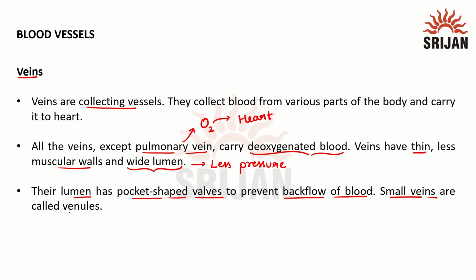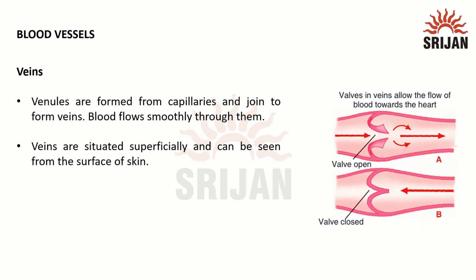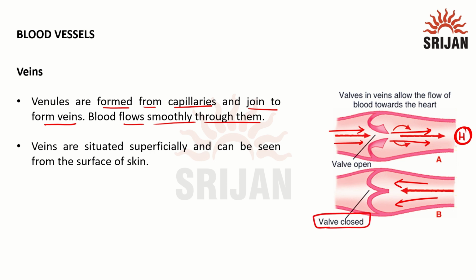Small veins are called venules. Now venules are formed from capillaries and joined to form veins. Blood flows smoothly through them. So if we see here towards the arrow, here we will have the heart. Now when the blood flows, the valve will be open. It will allow the flow of blood. But if the blood tries to come back, the valve will get closed.